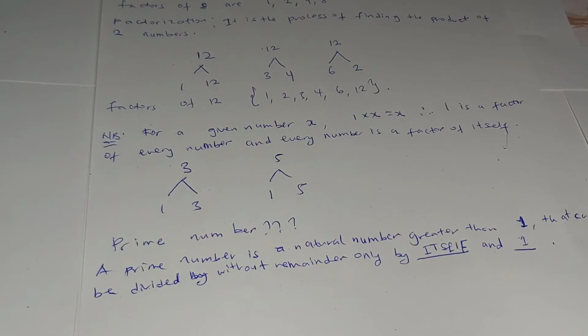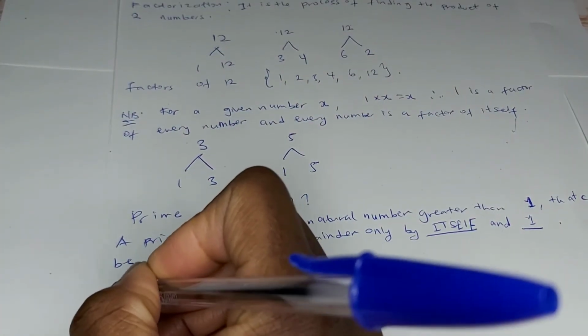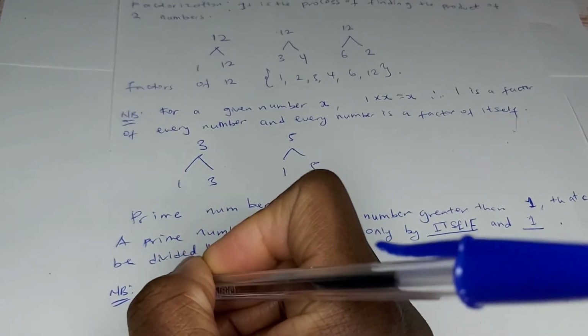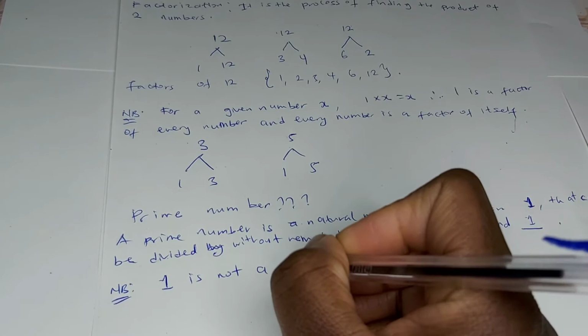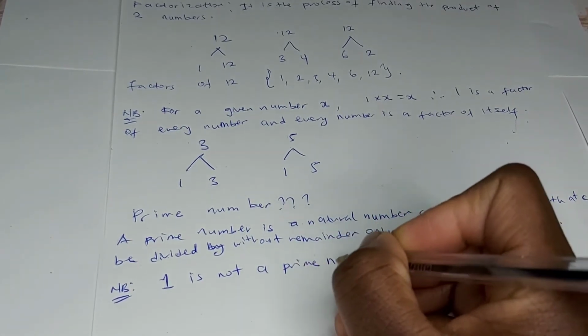Why are we saying the prime number is greater than 1? Because 1 is not a prime number. 1 is a factor of itself but not of any other number. A prime number should have 2 factors, and 1 has only 1 factor, itself. So note that 1 is not a prime number.